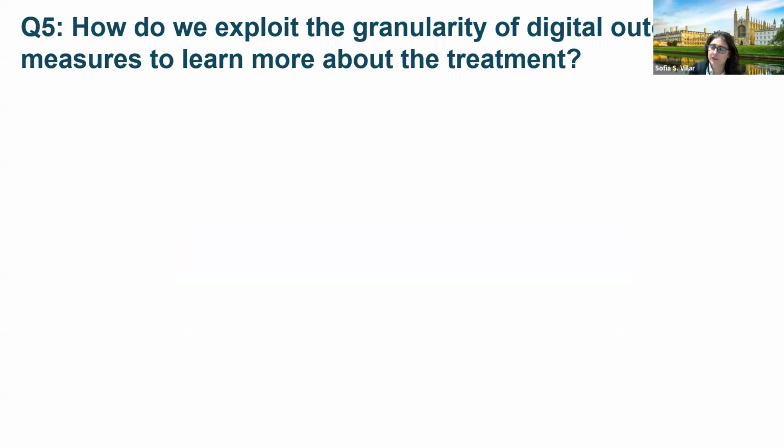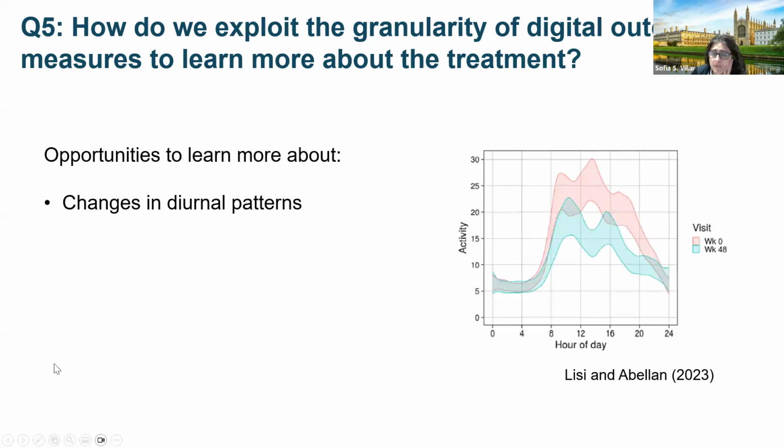But the main question in early phase is, one of the things that comes up from this high frequency data given by the digital outcome measure is the possibility of exploiting the higher granularity of the measure of interest, to try to learn more about the treatment. So the question we asked was, how could we do that? And this is particularly relevant in an early phase setting.